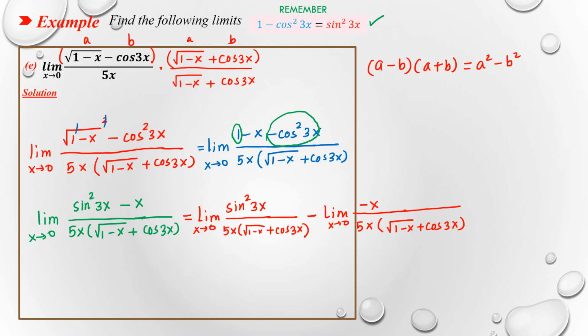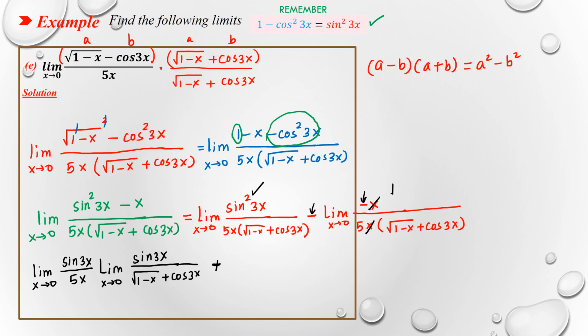Now for the first limit, we have sine squared, so we can write the limit of sine 3x over 5x multiplied by the limit of sine 3x over square root of 1 minus x plus cosine 3x, when x goes to 0. Now for the second limit, you can cancel x with x, and by direct substitution you will get minus minus plus. We have minus here and minus here. In the numerator we have 1 over 5 multiplied by, you have to use direct substitution and replace x in this function. So we have square root of 1 minus 0, which is 1, plus cosine 0, 1. So we have 1 over 10 for the second limit.